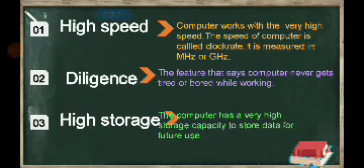Okay, and third one we have high storage capacity. So what is high storage capacity? That means computer is capable of storing a huge amount of data for future use, and that we call a high storage capacity.